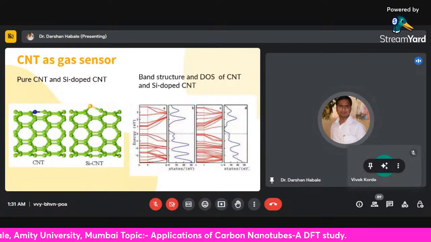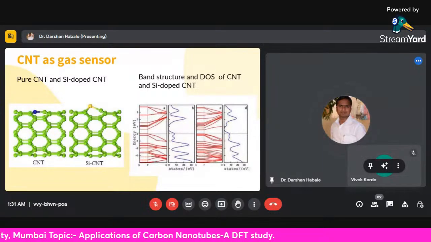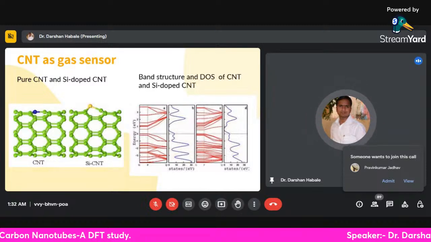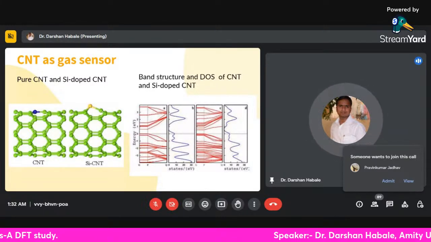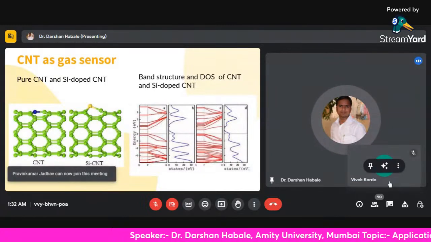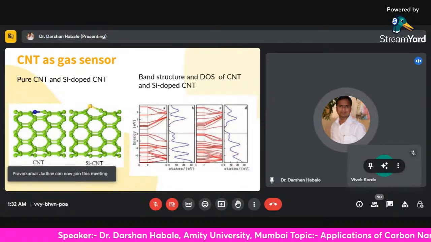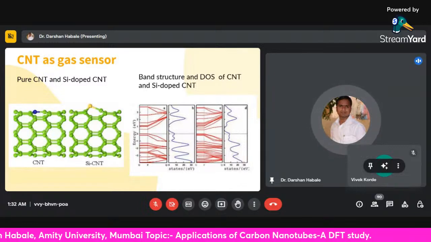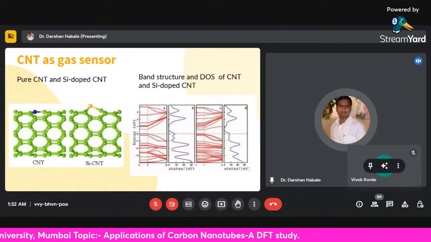And here you can see four different graphs. The first, the red one, is the band structure of pure CNT. The second one is the total density of state for the pure CNT. The third one is the band structure after doping the silicon, and the fourth one is the density of state after doping of the silicon atom. Okay, so here you can check, the band structure of pure CNT is a little bit modified after doping the silicon atom.